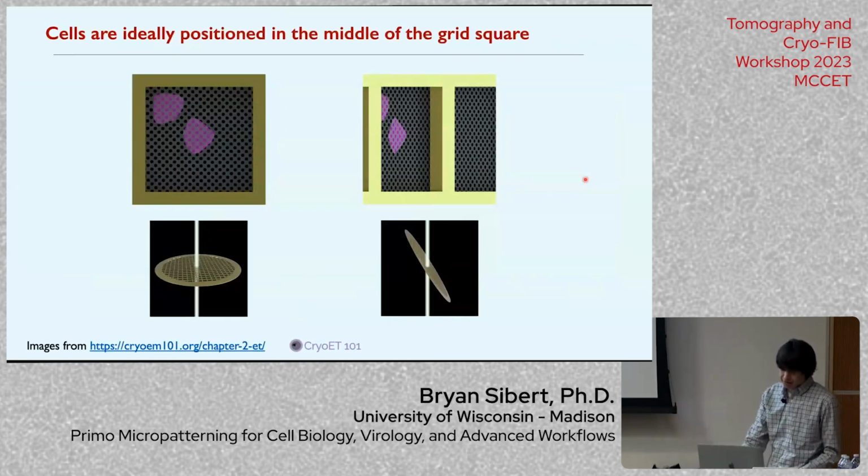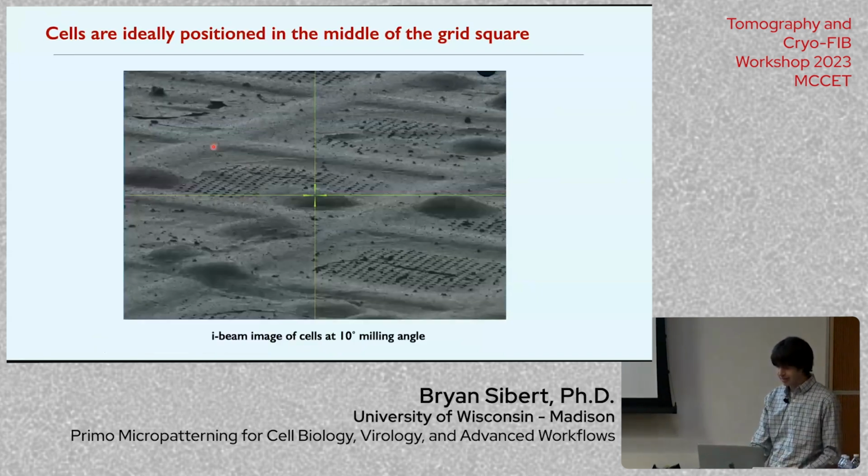And then I'll go a little bit further and say it's not enough to not have your cells on the grid bar, because we're tilting. So here on the left, you see 2 cells. You might think this is great, I'm going to get tomograms from both of these. However, when you tilt to the high tilt angles, you can see this cell that was nestled in the corner is now blocked by the grid bar. So you're not going to get a full tomogram from that position. This is why you want 200 mesh grids and why you really want your cells in the very middle.